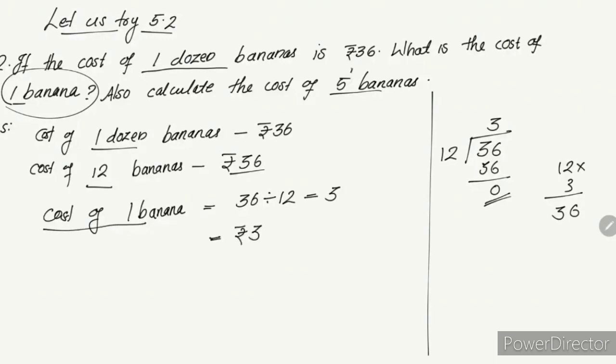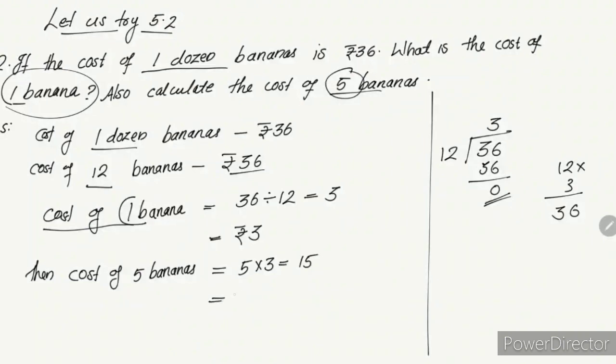And we need to find the cost of 5 bananas. If the cost of one banana is 3 rupees, then what is the cost of 5 bananas? That we find in the multiplication chapter. How do we find the cost of 5 bananas? If we get the cost of 1 banana, we'll get the cost of 5 bananas. How? 5 into 3, that is 15. And we can write 15 rupees.